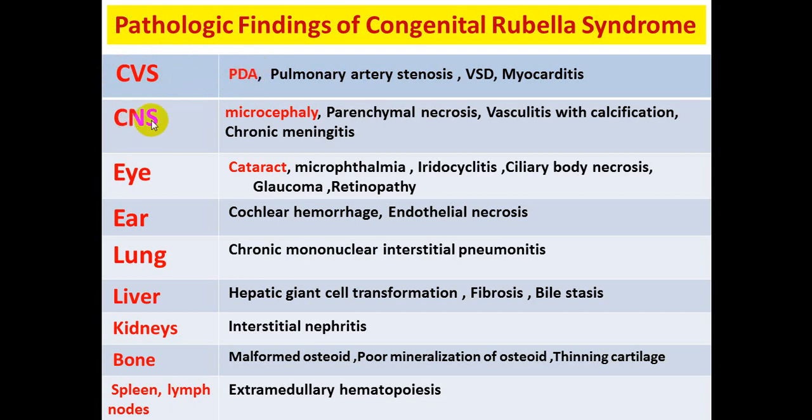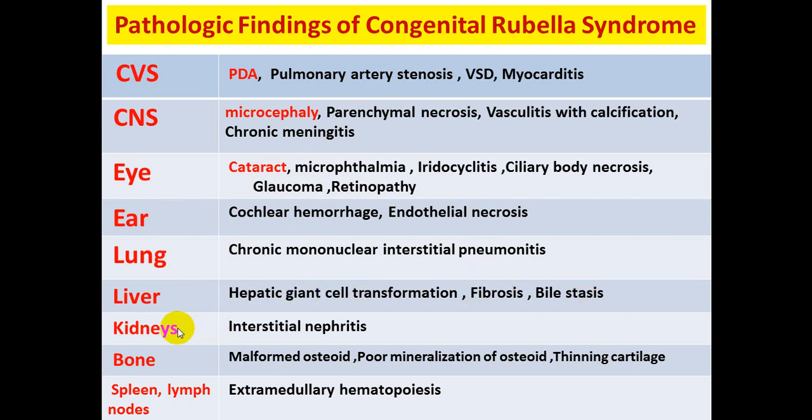In the central nervous system, there will be microcephaly, parenchymal necrosis, vasculitis with calcification. In the eyes, there will be a cataract, congenital cataract, microphthalmia, glaucoma also may develop. In the ear, there may be a cochlear hemorrhage. In the lungs, there will be interstitial pneumonia. In the liver, there may be a giant cell transformation with the fibrosis and bile stasis.